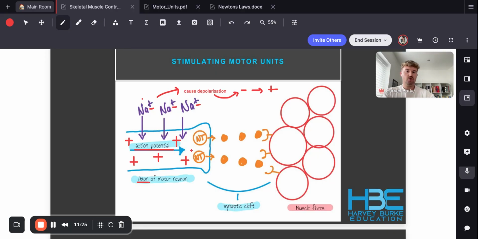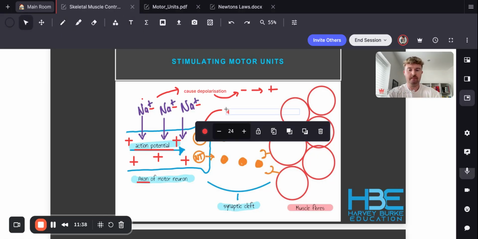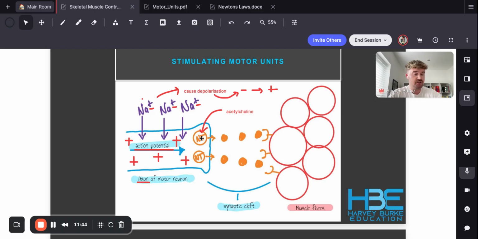Now, the action potential then reaches the end of the axon. And at the end of the axon, there is this chemical called a neurotransmitter. And the specific one for muscle contraction is called acetylcholine. Now, in the mark schemes that exist so far, you can just say neurotransmitter. You don't have to say acetylcholine. But again, the way things are going, I imagine they might put this in bold in future. So it is worth knowing because it is in the mark schemes currently.